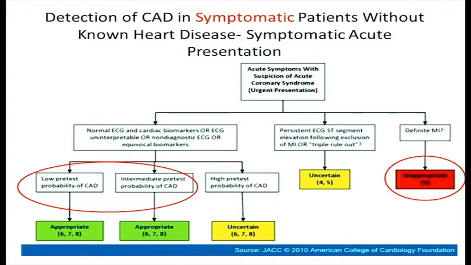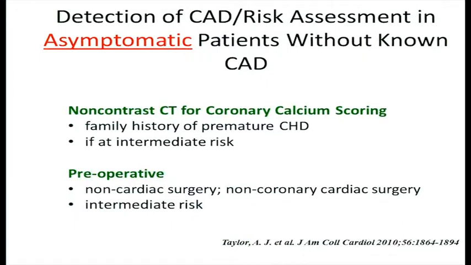In an acute presentation, if you definitely think there is MI, there are some ECG changes, and troponin T is positive, then please do not send these patients for coronary CT angiogram, send them directly for catheter angiography. Yes, if you see again a low or intermediate test probability, it is appropriate to send these patients for a coronary CT angiogram.